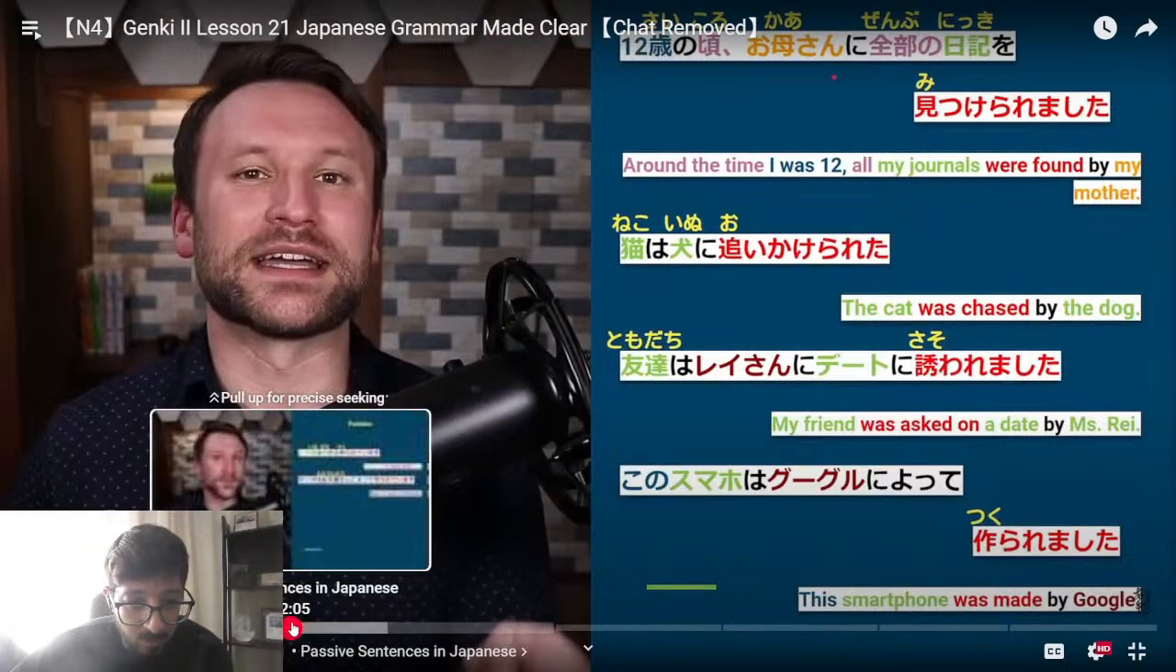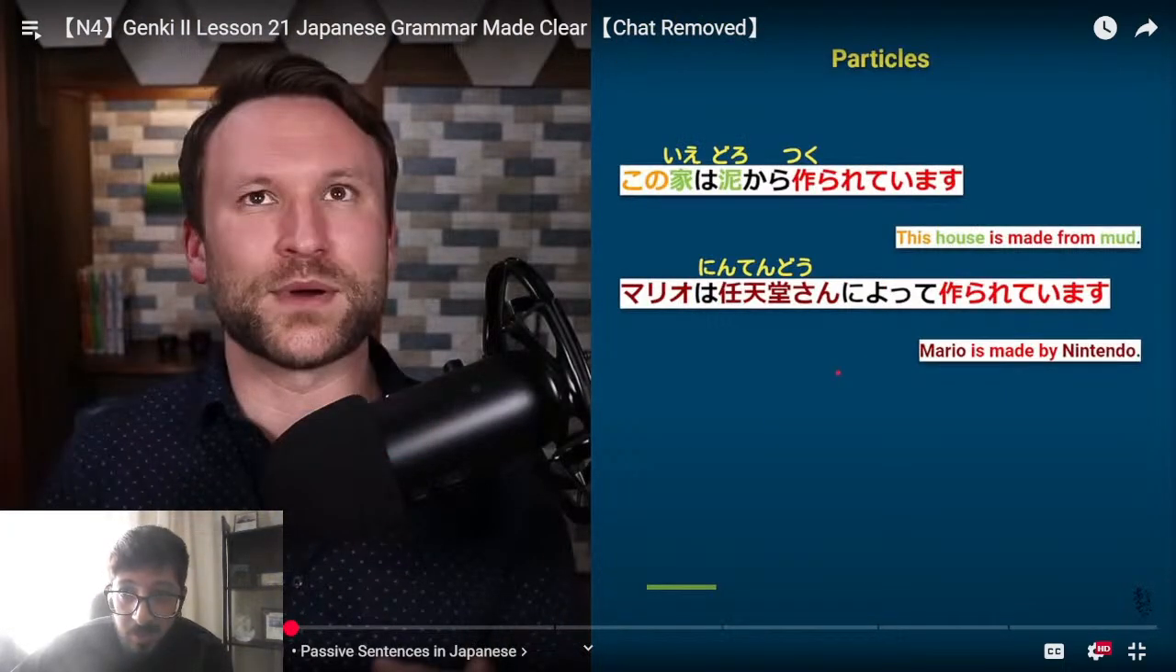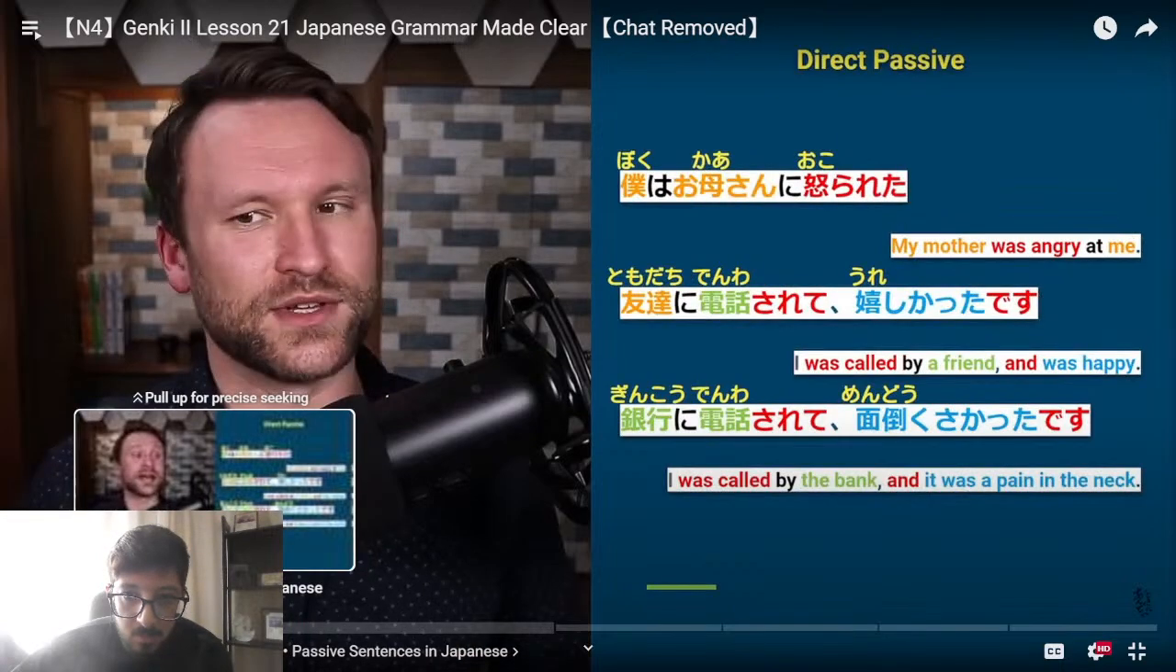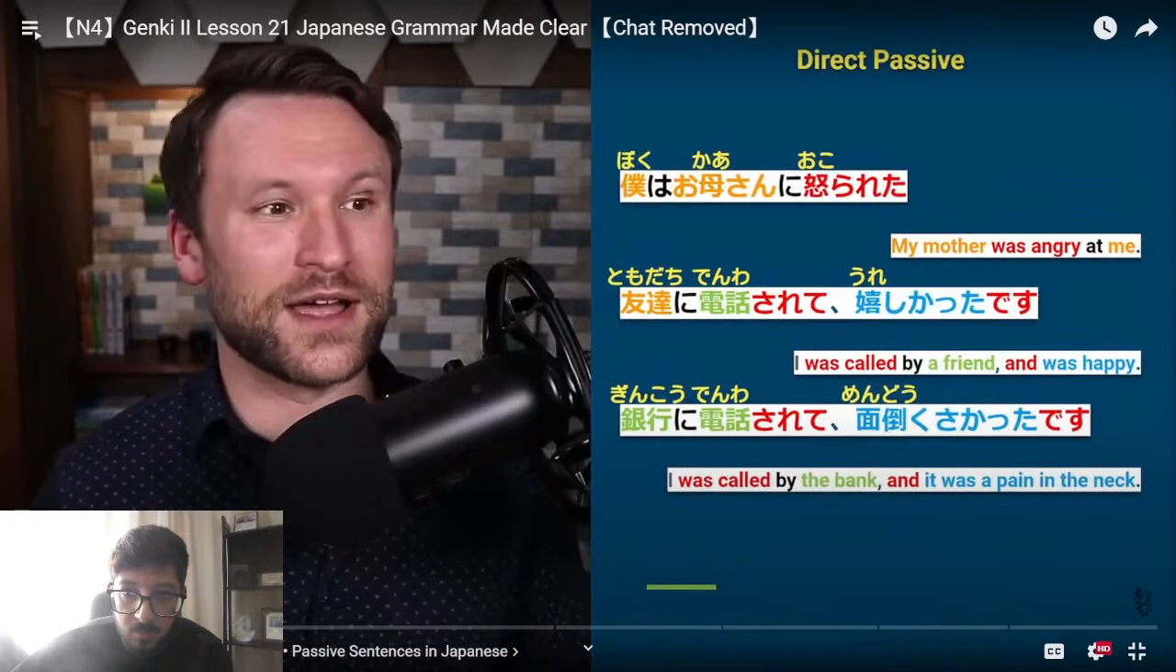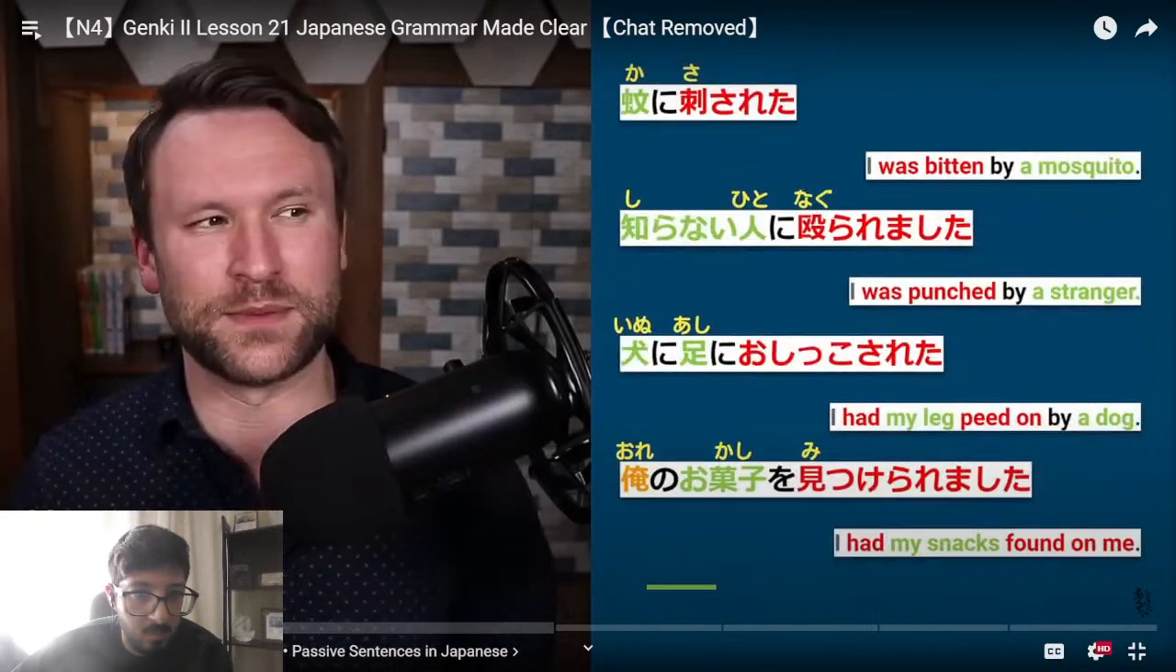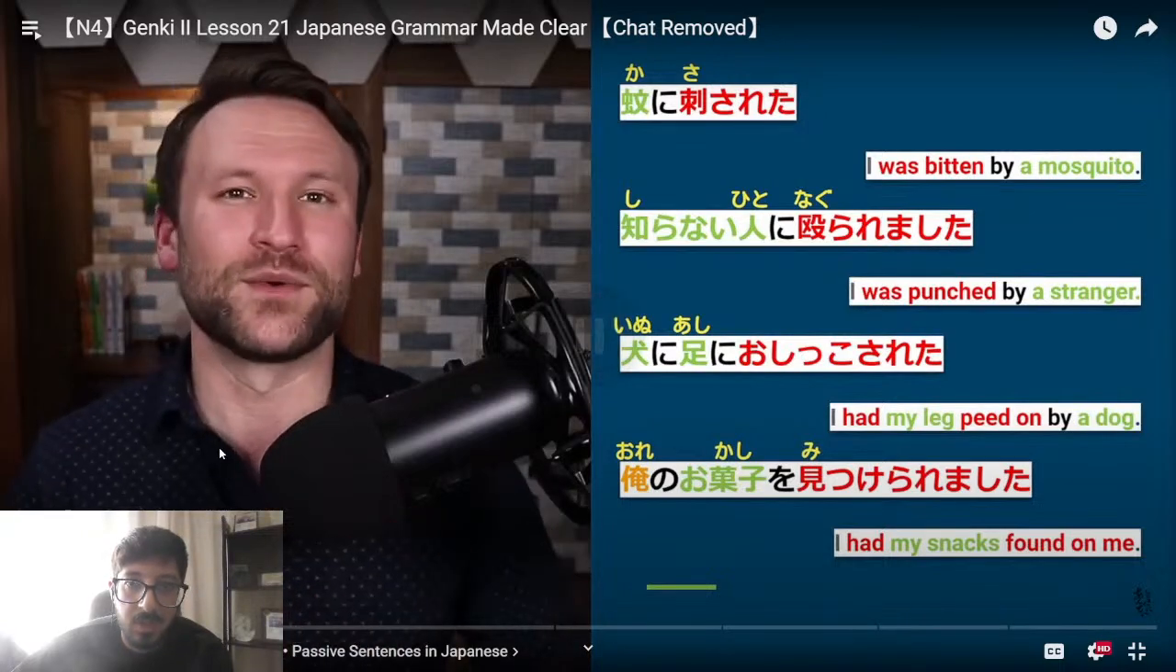But I don't understand what's the difference between te aru and passive voice. The victim, crimes and things are a little bit more accurate. They say stabbed. Kani sasareta. I was bitten by a mosquito.